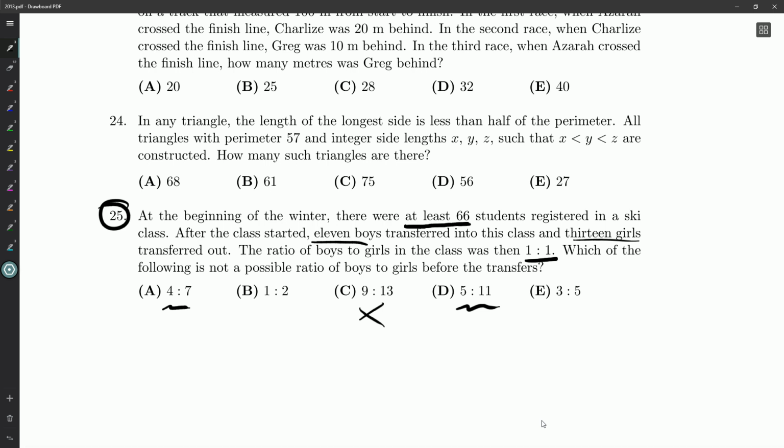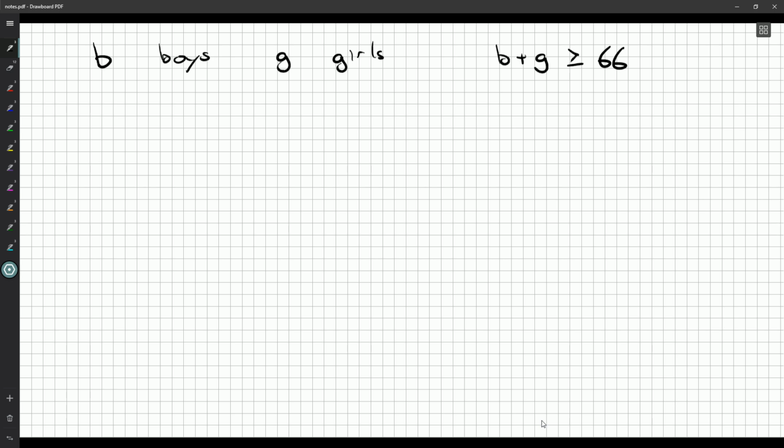All right. So we're talking about possible ratios of boys to girls at the start. So let's give a name to some of these things. We'll say originally there were B boys and G girls. And so the total number of students, boys plus girls, so B plus G, has to be at least 66. That's something we're told.